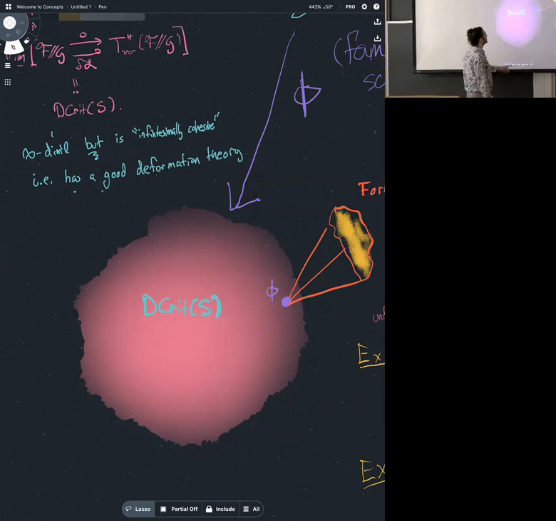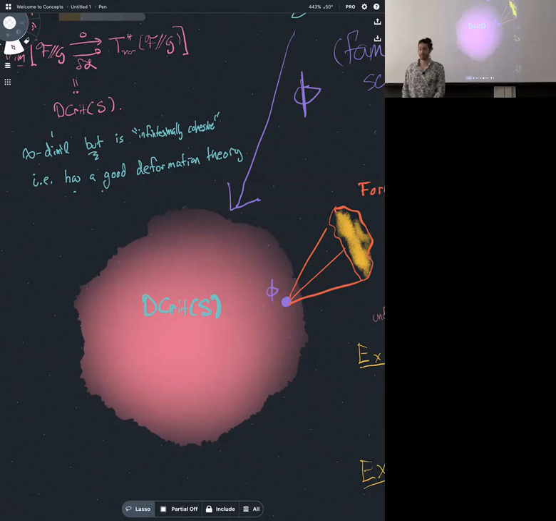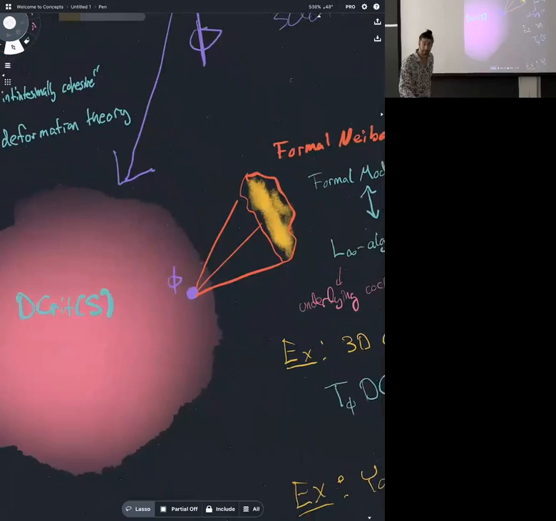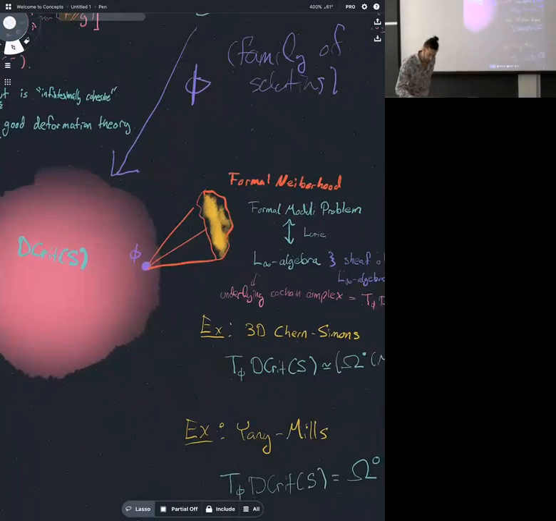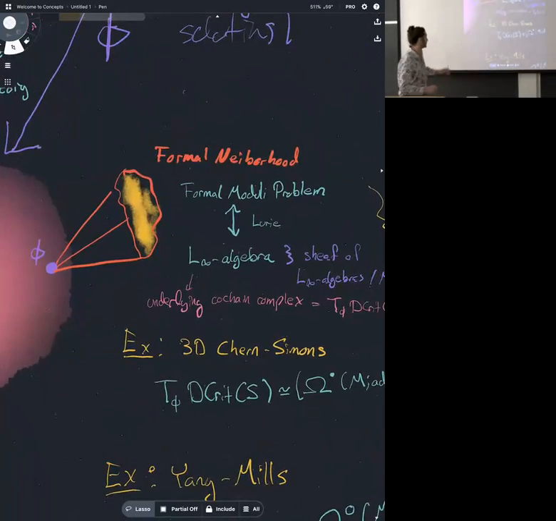So suppose I take a solution to the Euler-Lagrange equations, a classical solution. That'd be an actual point in this stack. And I can take the formal neighborhood. The formal neighborhood is encoded by an L-infinity algebra. This is due to Lurie. Yeah, so formal moduli problems and L-infinity algebras are the same.